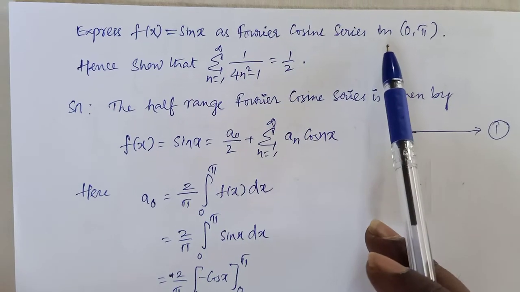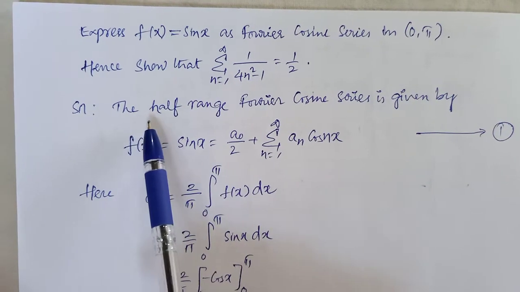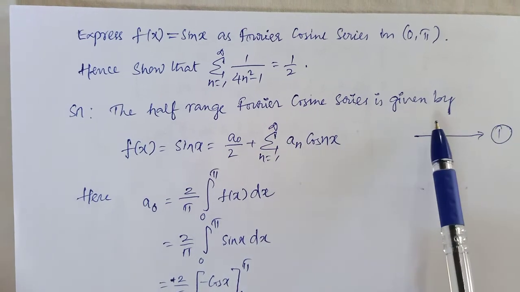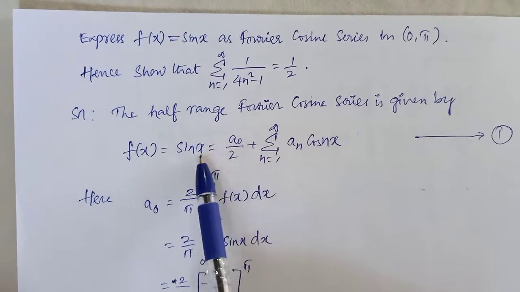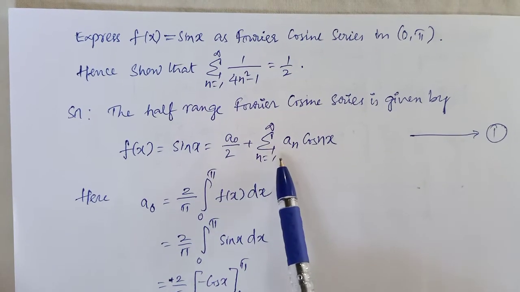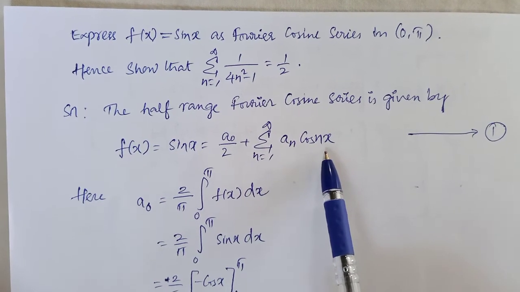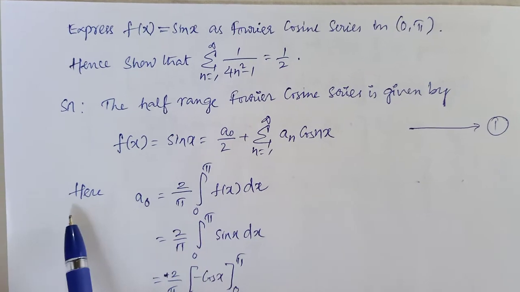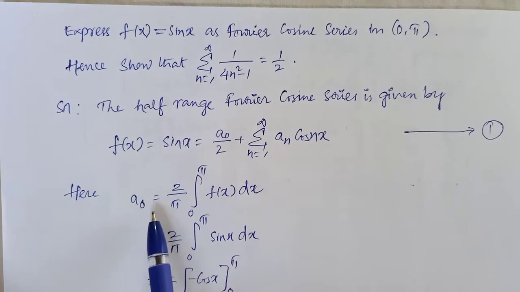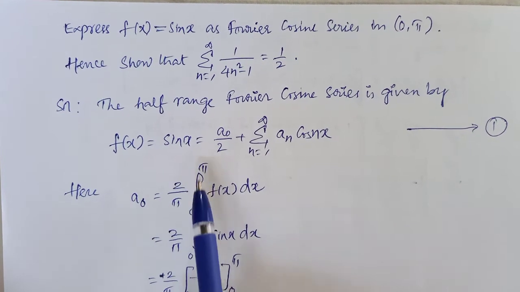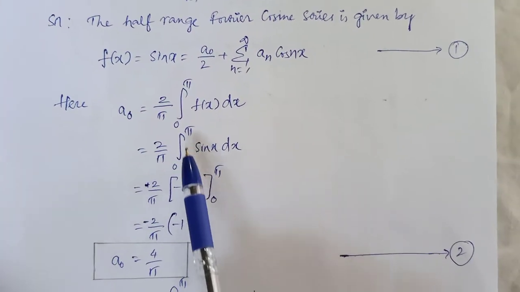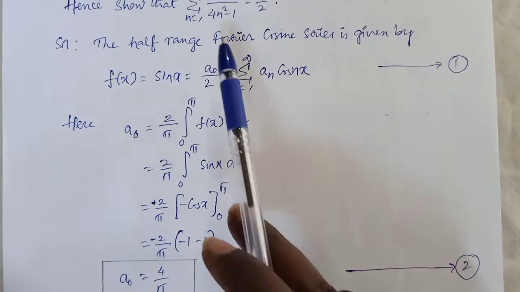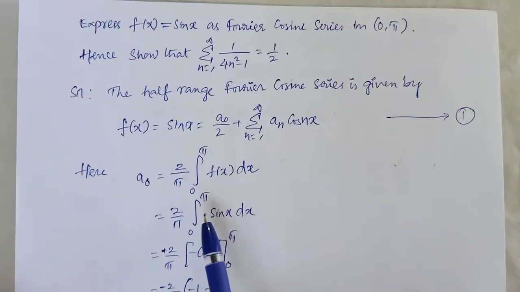Now we know the formula: the half-range Fourier cosine series is f of x, which is our given function sin x, equal to a naught by 2 plus the sum from n equals 1 to infinity of a n cos n x. And as you know, a naught is equal to 2 by pi times the integral from 0 to pi of f of x dx. So here, 2 by pi integral 0 to pi of sin x, the given function.